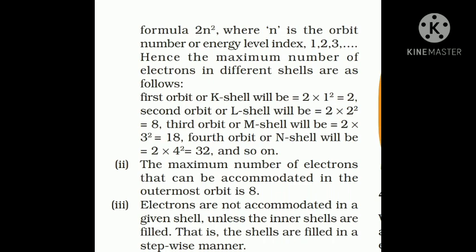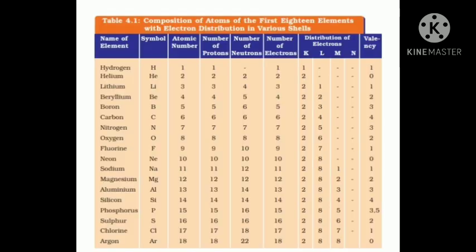Electrons are not accommodated in a given shell unless the inner shells are filled. That is, the shells are filled in a stepwise manner. Point 1: the composition of atoms of the first 18 elements with electron distribution in various shells is given. Name of the element, symbol, atomic number, number of protons, number of neutrons, number of electrons, distribution of electrons in K, L, M and N shell, valency.